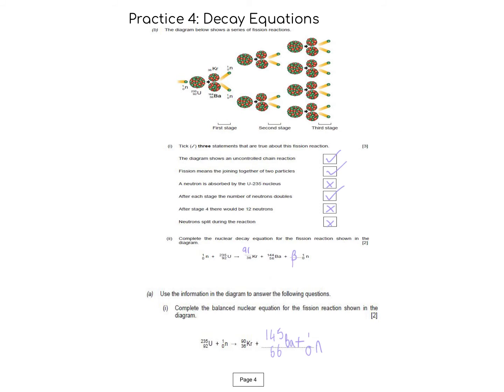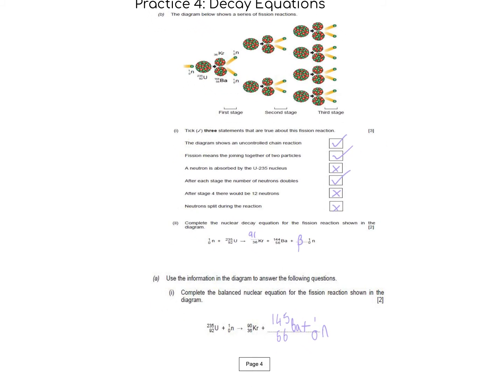Click the 3 that are correct, so shows an uncontrolled chain reaction. Fusion means 2 particles joining together. Each stage the number of neutrons doubles. Okay, complete the nuclear decay equation for the fission reaction shown in the diagram, so just making sure that it all adds up to what you got. 136 on this side, so you want to make sure it all adds up. That's a beta neutron. Okay, same kind of thing going on here. You want to make sure that it all adds up to 136. So you need another element that adds up to that and another element that adds up to 92 plus the neutron.